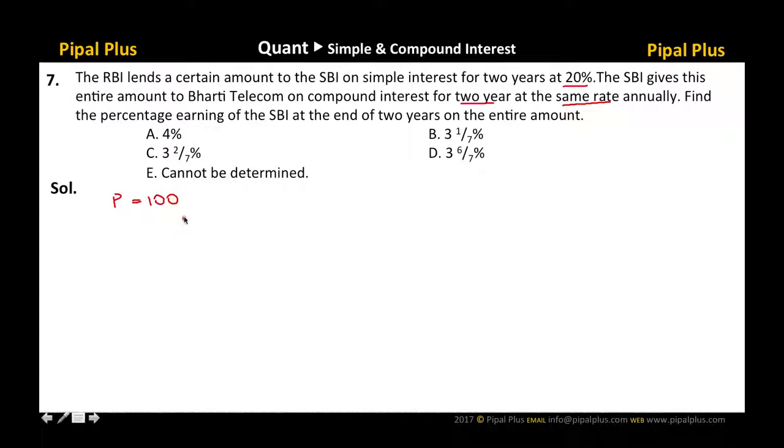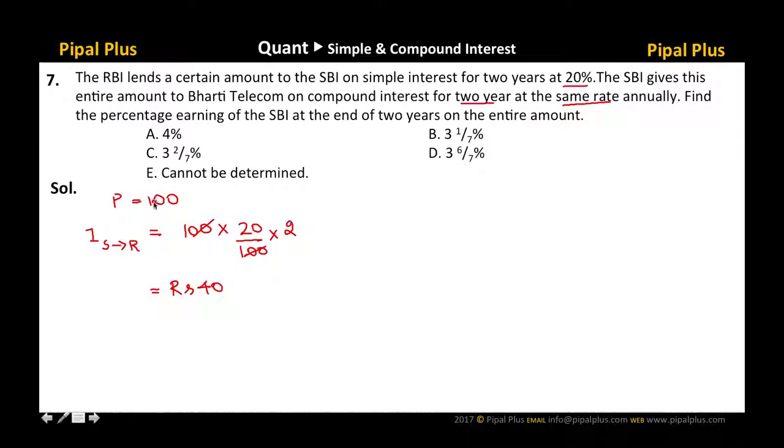Okay, so if 100 rupees were borrowed for 2 years, then the interest that SBI will pay to RBI is principal into interest rate, which is 20%, into time 2 years. So what we get is 100, let's cancel it out, so we get rupees 40. So this is the amount that SBI pays to the RBI at the end of 2 years, right? This is the interest amount. Of course, this is over and above the principal of 100 rupees that SBI will have to return to the RBI.